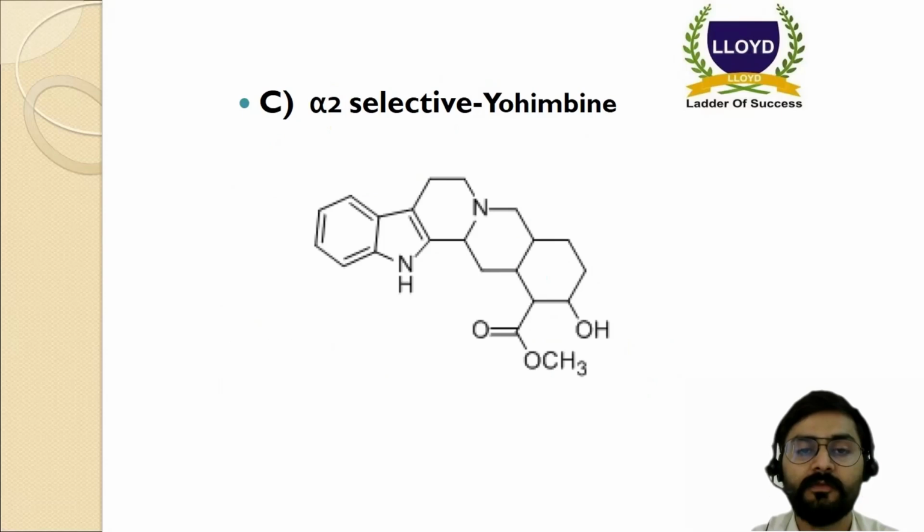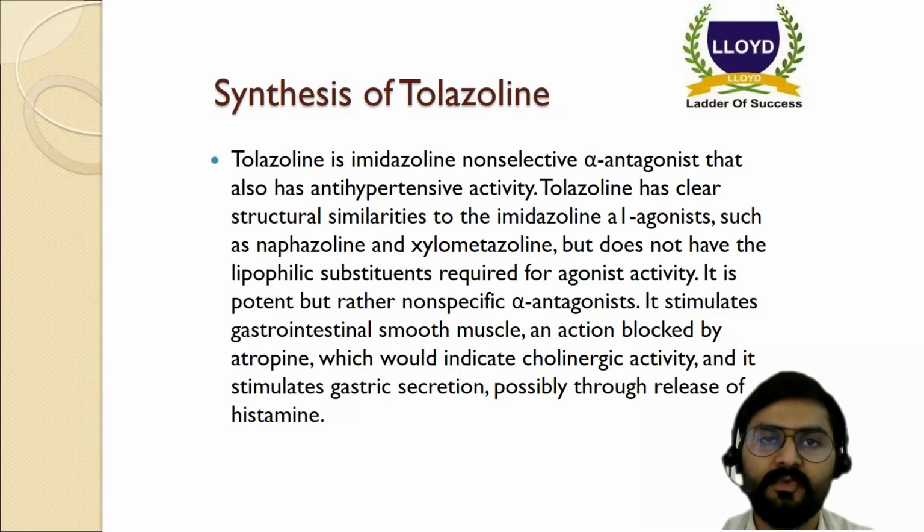Physiological effects of alpha blockade include decreased blood flow to viscera, increased mental activity and muscle strength, enhanced respiration and blood glucose level. So let us move towards the synthesis of tolazoline. Tolazoline is a non-selective alpha antagonist with notable antihypertensive properties.